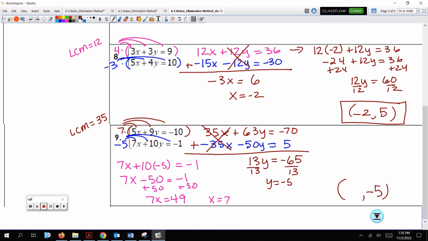Cool beans. It wasn't so bad. Again, this is my favorite method. Okay, so don't knock it. I would like you to try number 10 on your own, and then we can do number 11 together, and if you want to do 12, have at it.